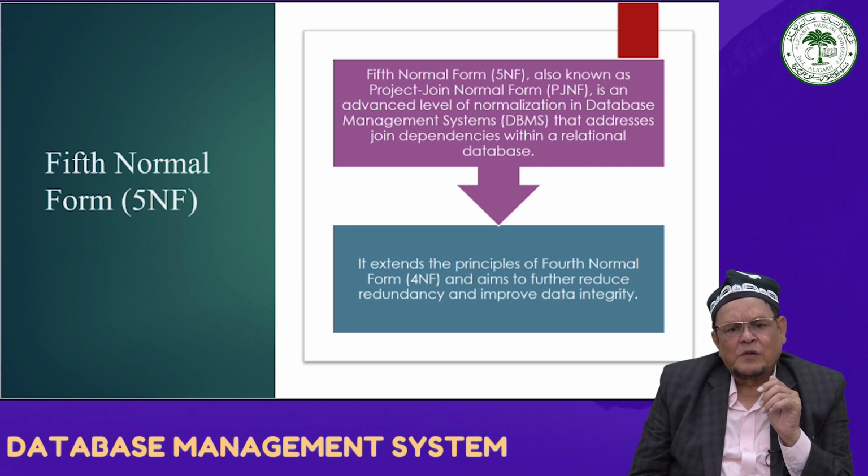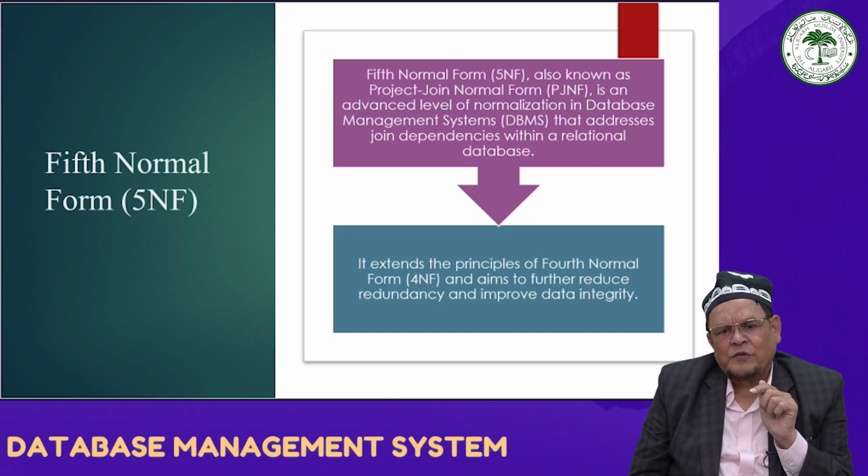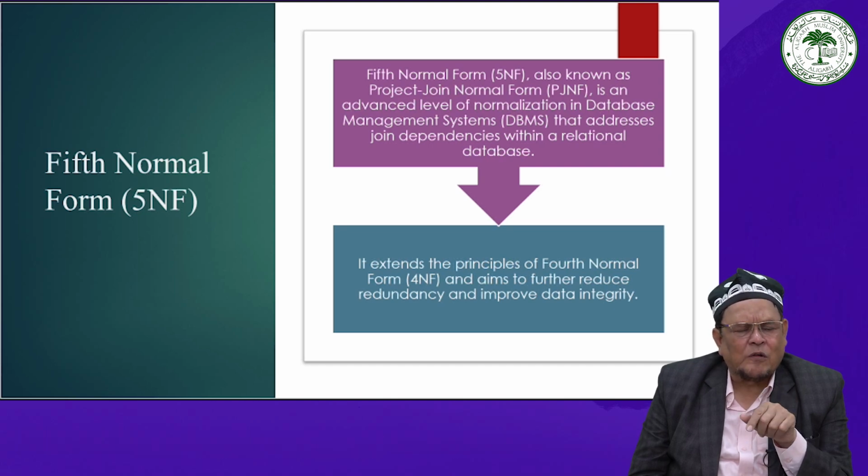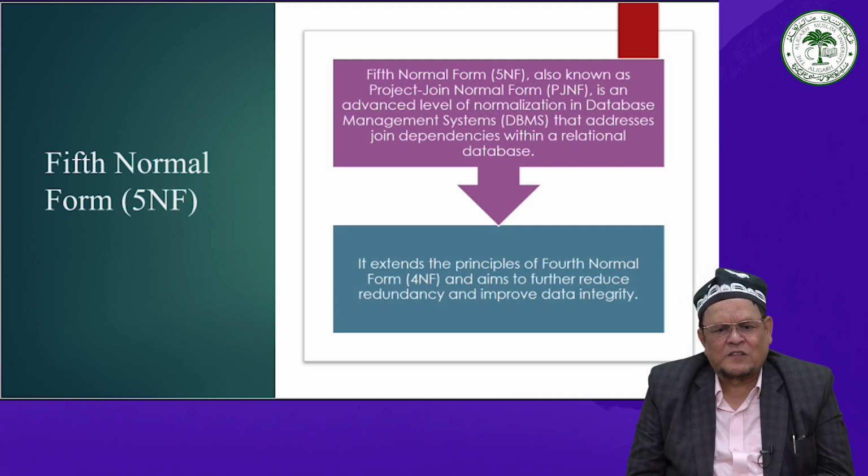For fifth normal form, the table must be in 4NF. It must first satisfy the requirements of fourth normal form, including being in first normal form, second normal form, third normal form, and having removed multi-valued dependencies.